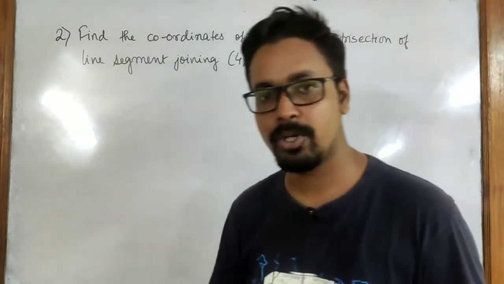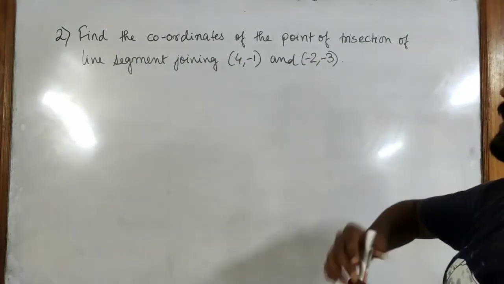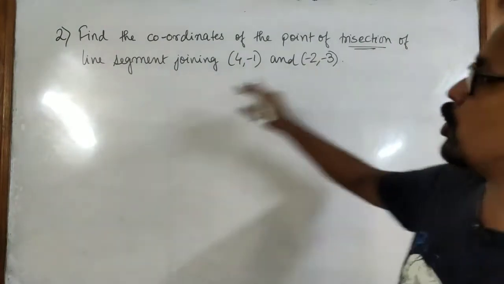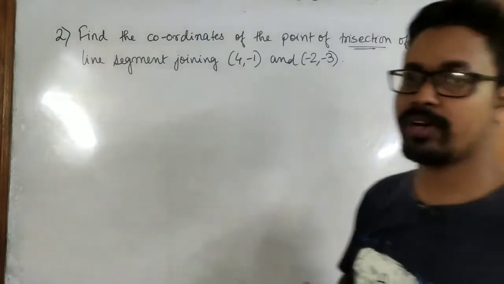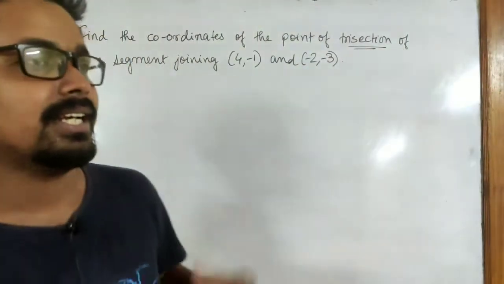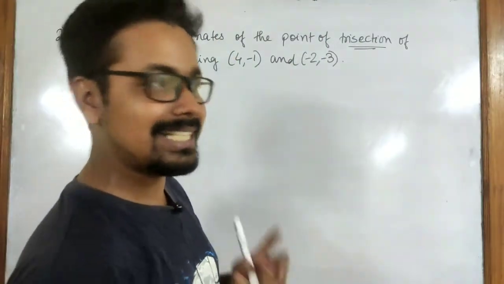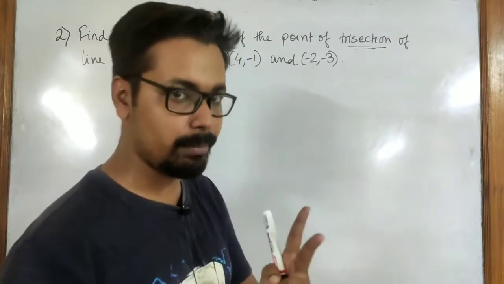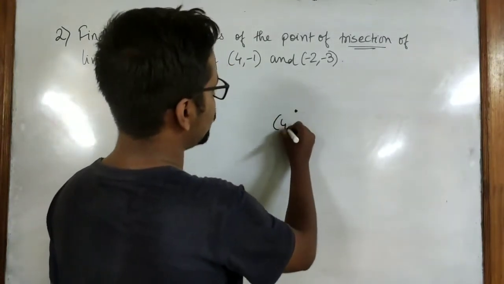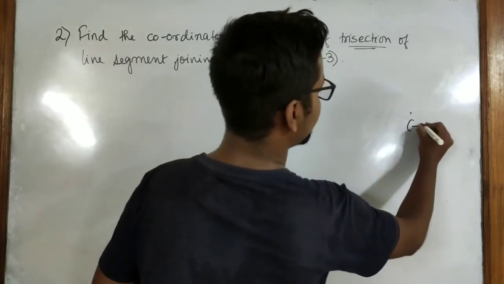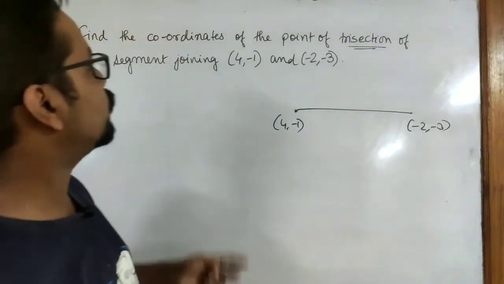Here we are into question number 2, and what it asks is to find the coordinates of the points of trisection. This is an important word, trisection, of the line segment joining 4,-1 and -2,-3. Trisection means the 2 points we need to find which will divide the line into 3 equal parts. Just like bisection means into 2 equal parts, trisection means into 3 equal parts. So we have one point 4,-1, and another point -2,-3. We join the line.